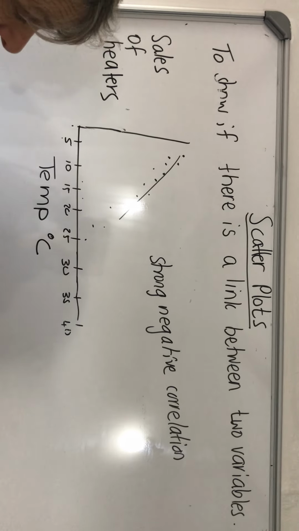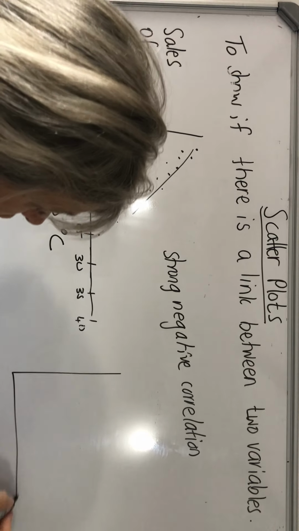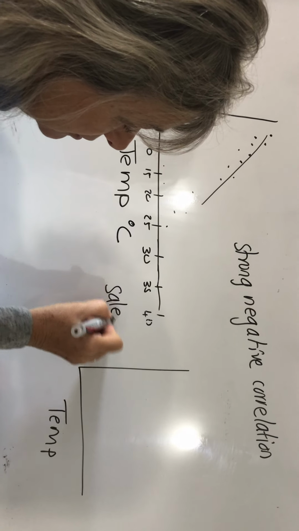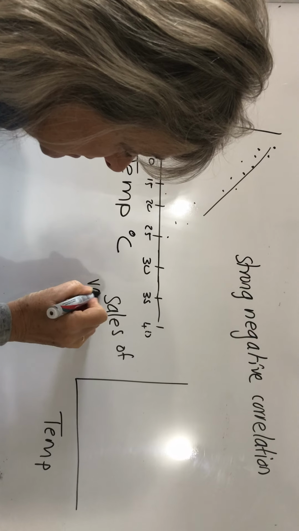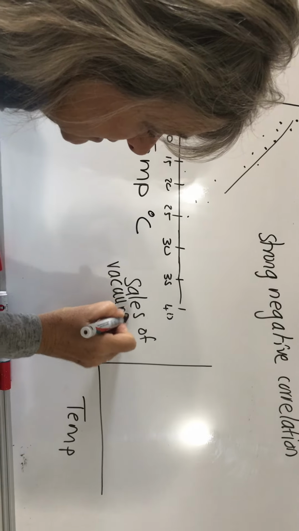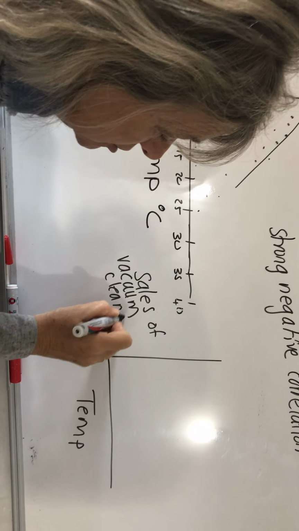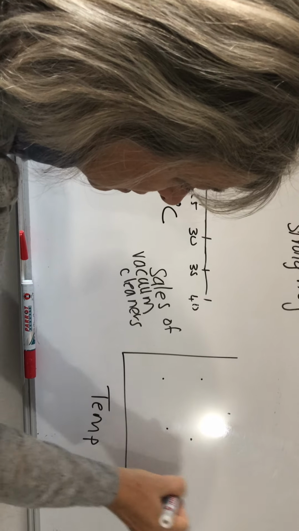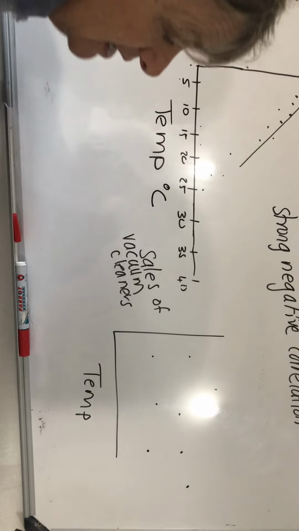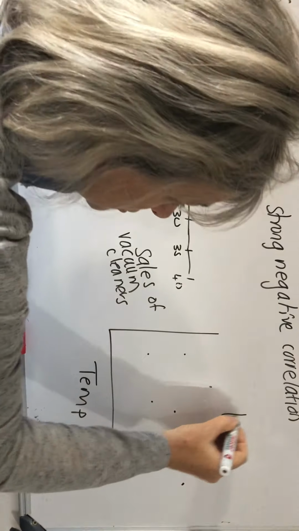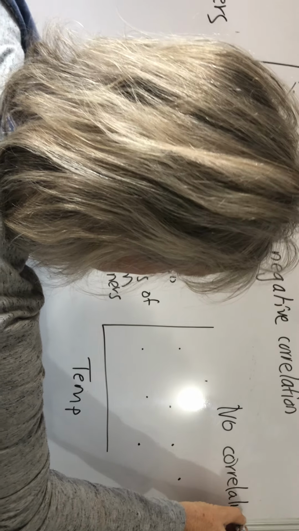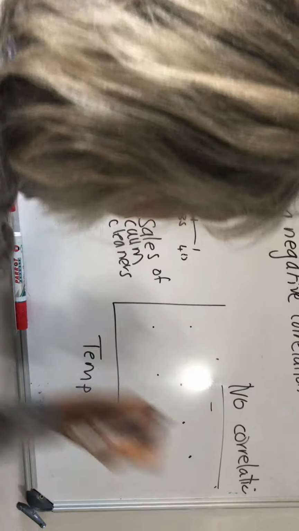And then the last example would be, say, temperature and the sales of vacuum cleaners. And as you can imagine, there would be no correlation between temperature and the sales of vacuum cleaners. No correlation. You would not expect that to have any correlation there.